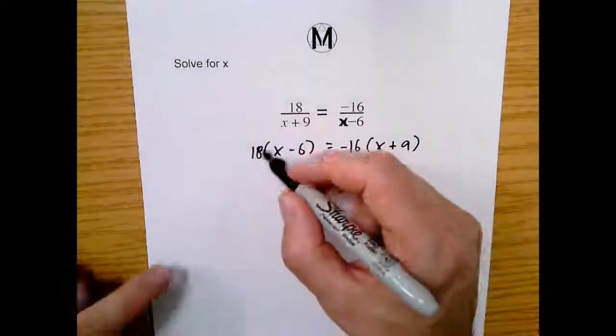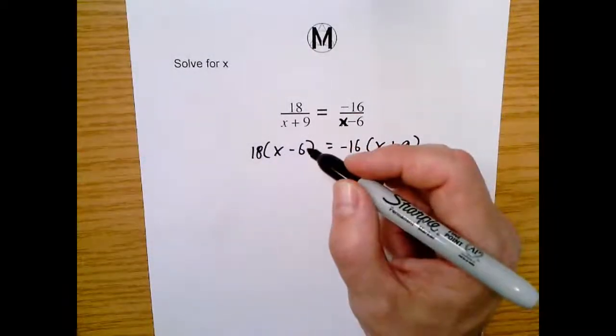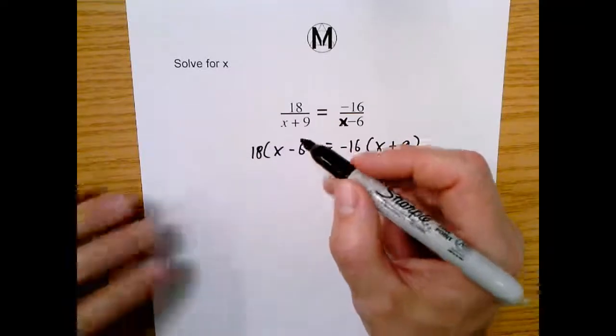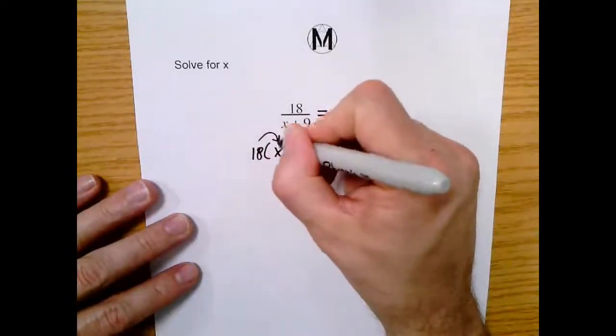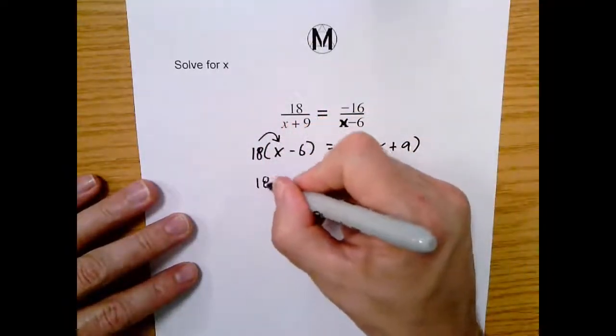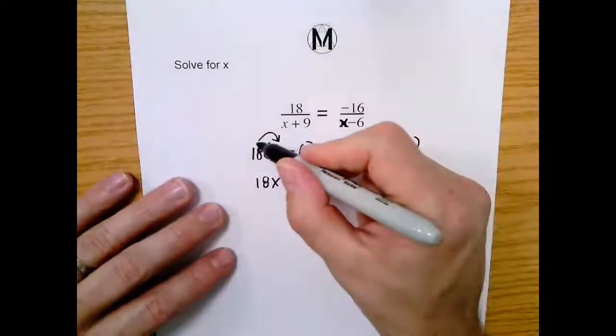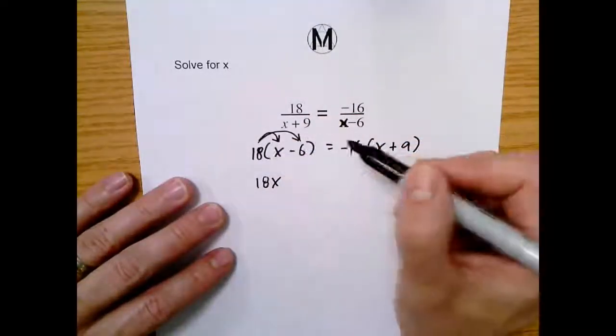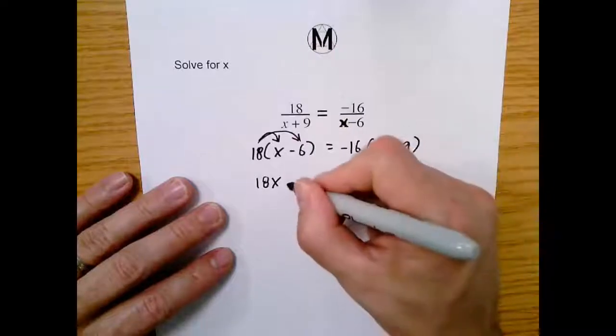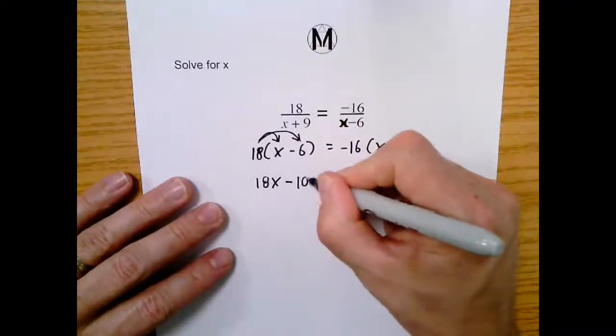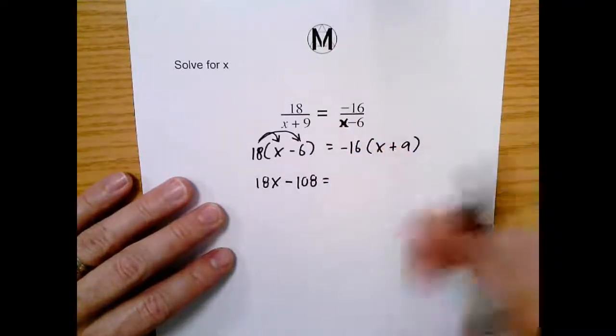So now we just distribute. 18 times x is 18x, and 18 I'll distribute there. 18 times negative 6 is going to be negative 108. So that's the first step.